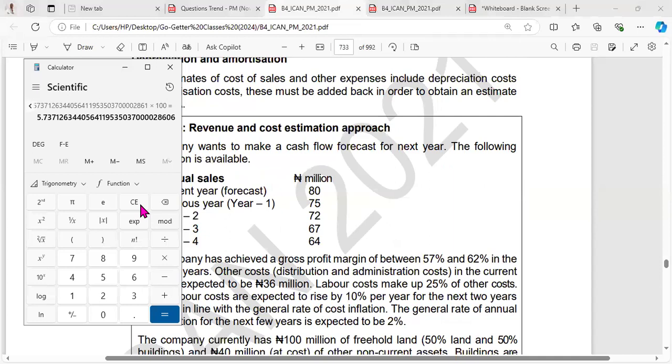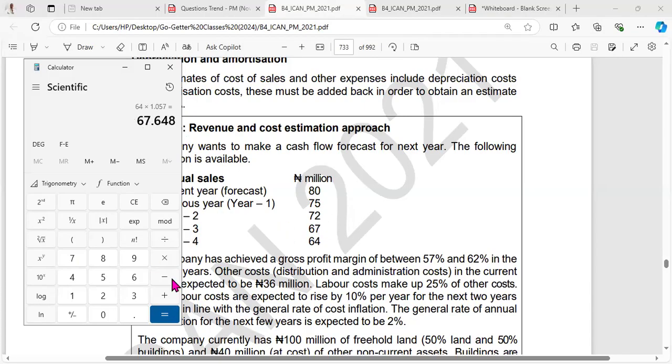You can just test it out to see. You can say 64 multiplied by 1.06. It gives you 67.84. You see, 67. Because if you have done 64 multiplied by 1.057, it still gives you something like that.